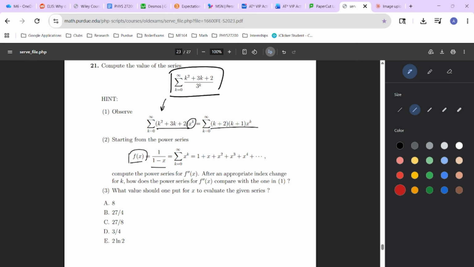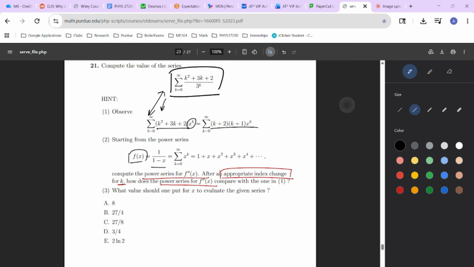We're asked to compute the power series for f double prime of x. Then we can make an index change in some capacity for k to turn it into some different variable. How does the power series for f double prime of x compare with the one shown in 1, which is this one right here? And then, using this information, we can find the value of the original series. So right off the bat, we can take the original series and this relationship and perhaps solve for the value of x.